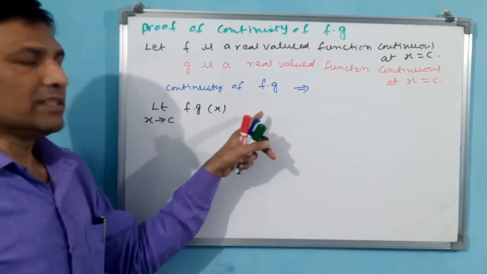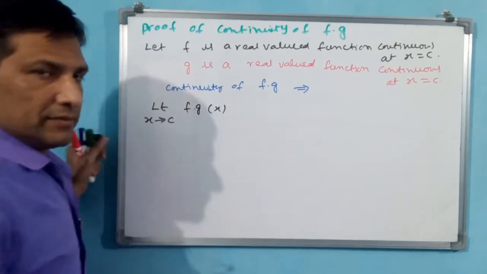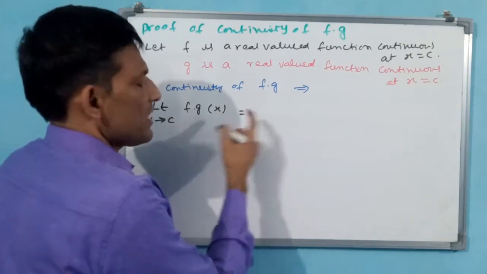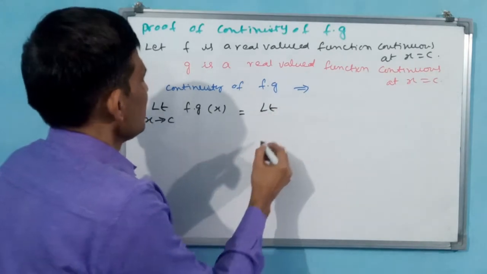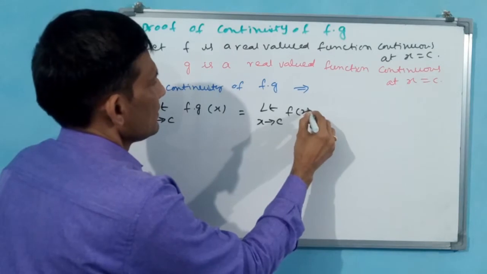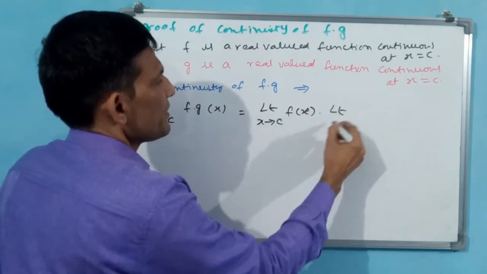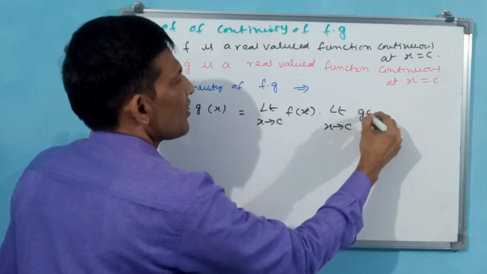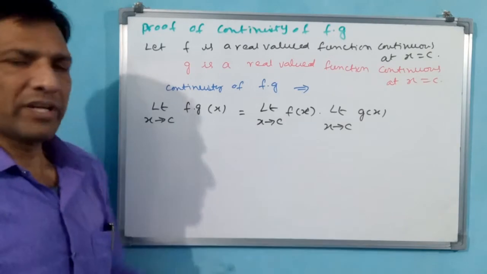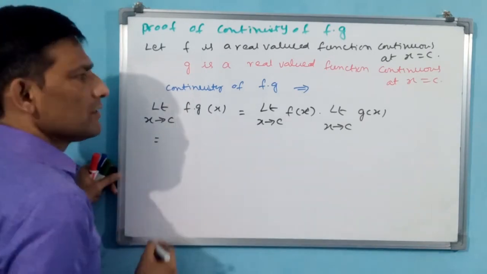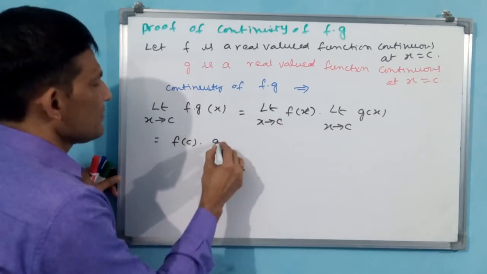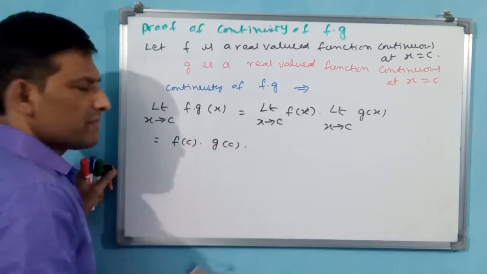Okay, this is the function and we are applying limit for seeing continuity. Now you see what I am writing. Limit x tends to c of f g x is equal to limit x tends to c f of x into limit x tends to c g of x. Is it correct? Multiplication, we are splitting limits. Limits we can split like this. Now you apply limit. If you apply limit, automatically it is going to become f of c into g of c. Is it correct? Definitely correct.